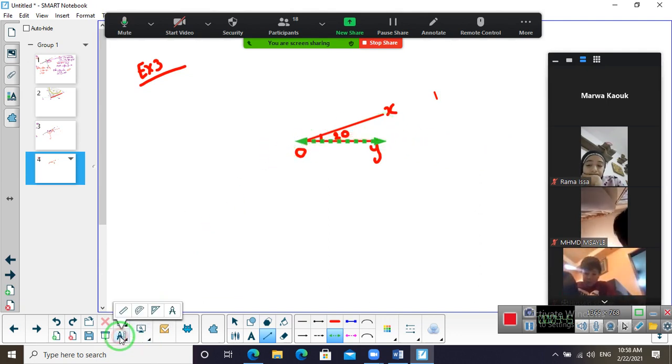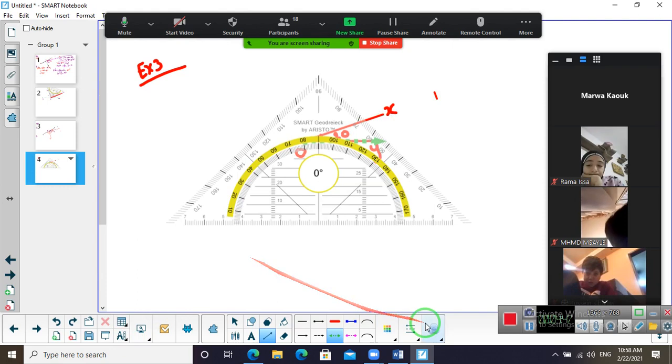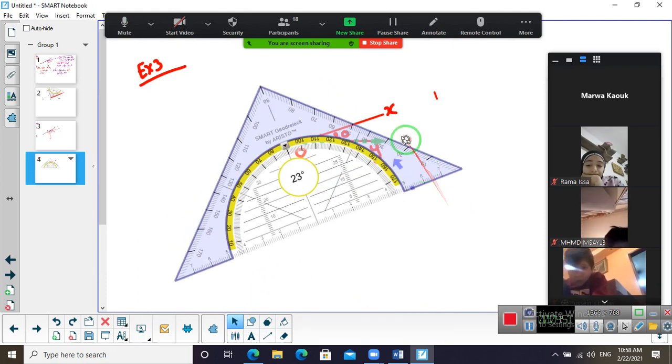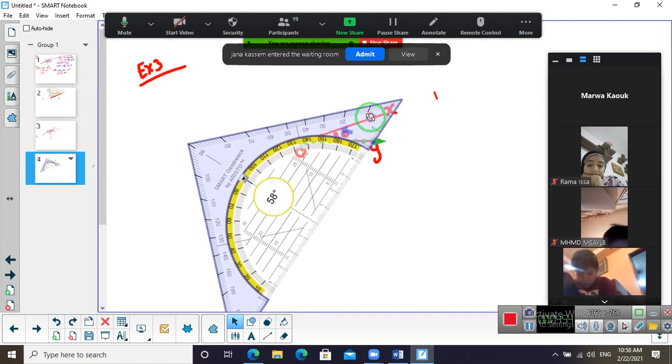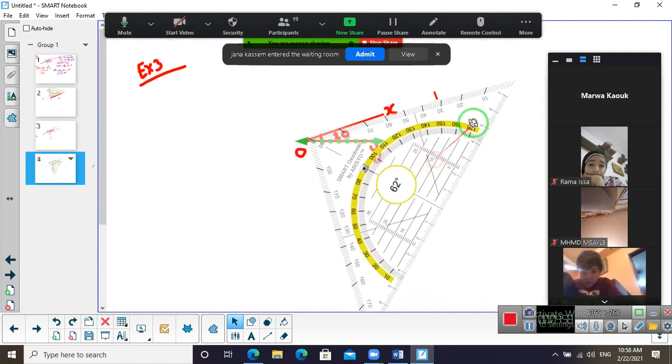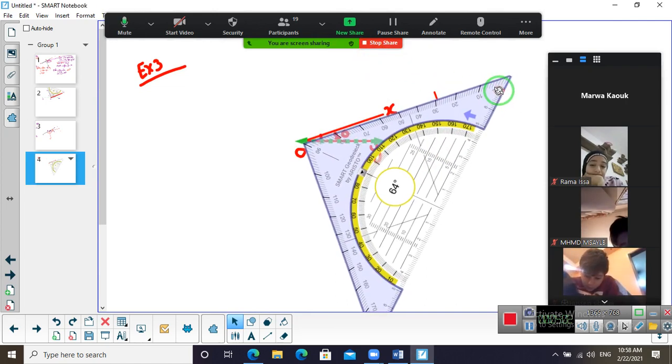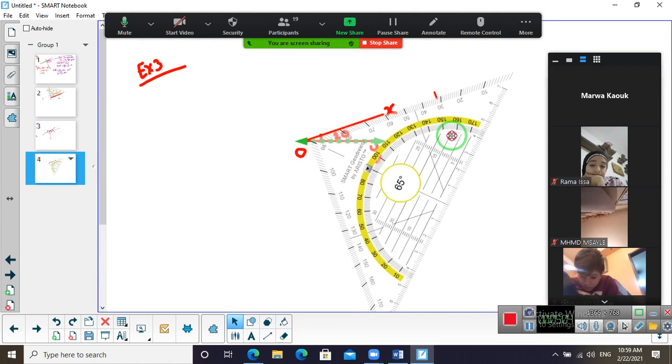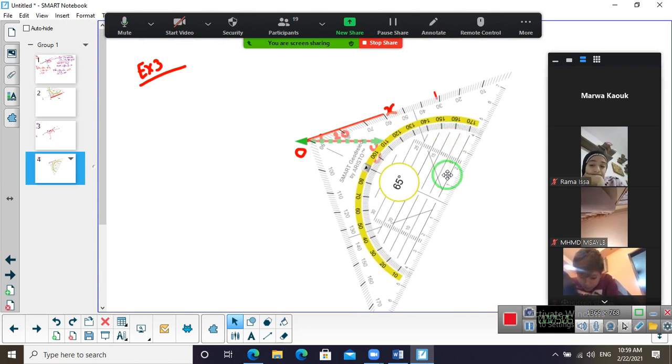So I should put my T square on OX to continue and get the L shape. Did you see? OY should be inside OX, not in the middle by the meaning. That means inside the L shape.